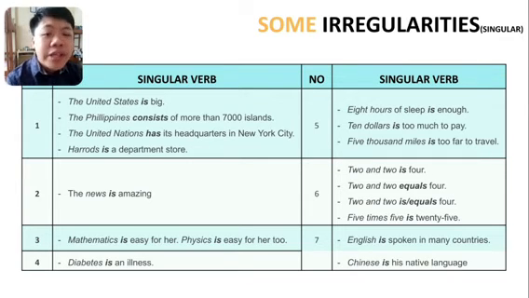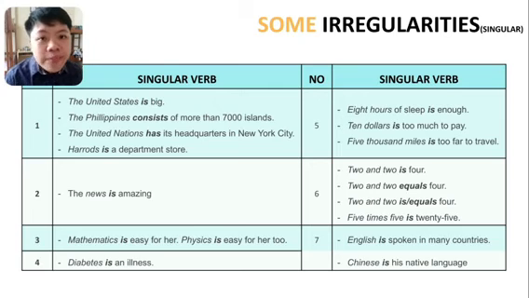For this one, it is singular verbs. The first one, the United States is big. The United States is not plural. Why? Because it is the name of a country. So for the name of someone, the name of a country, places, or brands, they are considered as singular, so it has to use a singular verb. Number 2, the news is amazing. The news is singular, so you have to use a singular verb.